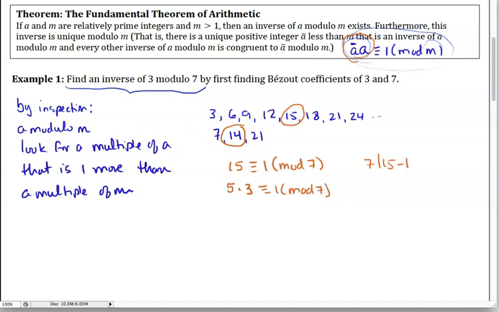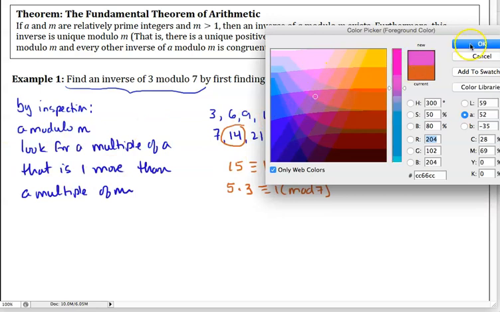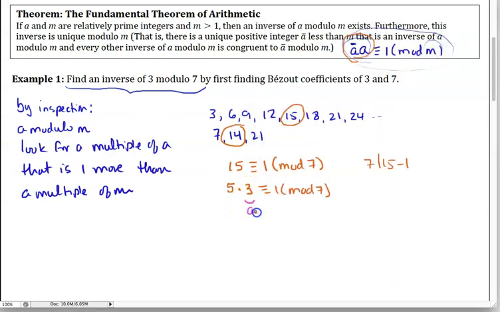So this was my original A right here, and this has to be the inverse. This has to be A bar. So an inverse of A is 5 because this property is true. That's the definition of an inverse of a number in modulo: the product of the inverse with the number gives a result of 1 in that modulo. So the inverse of 3 in modulo 7 is equal to 5.